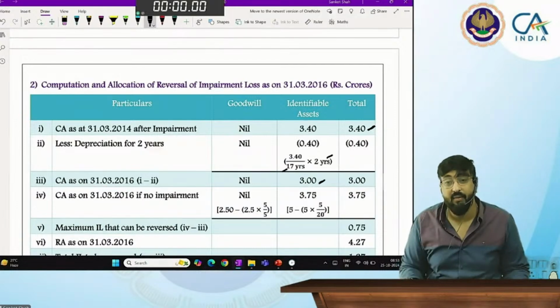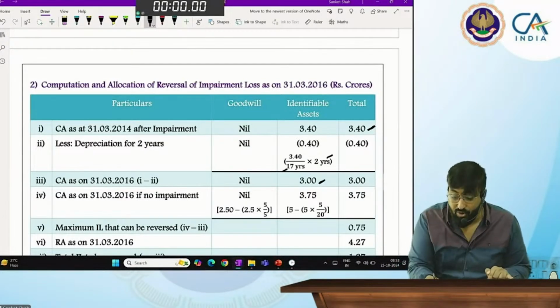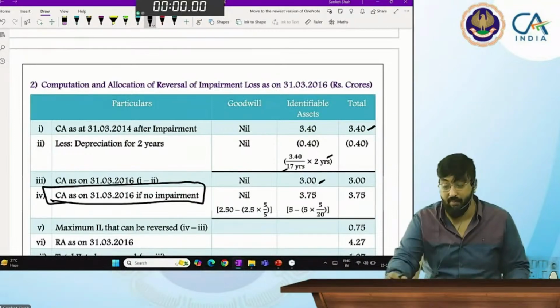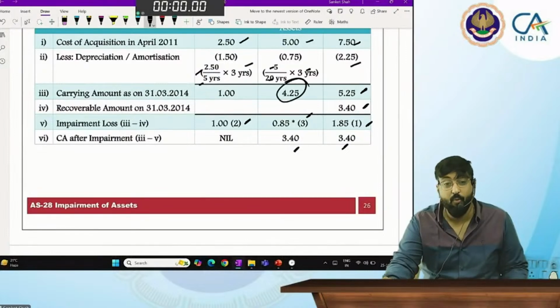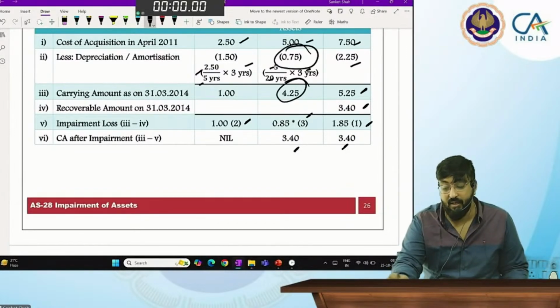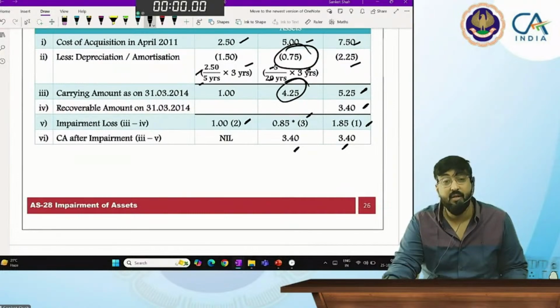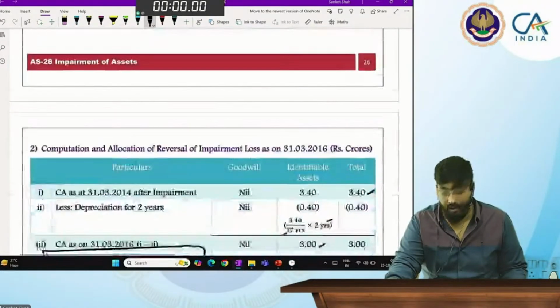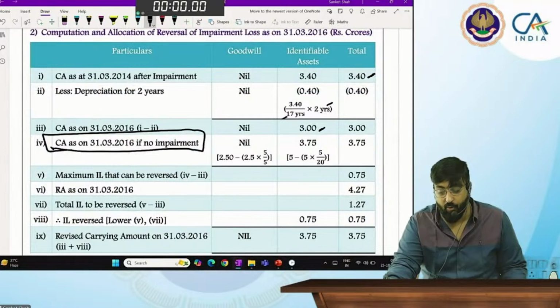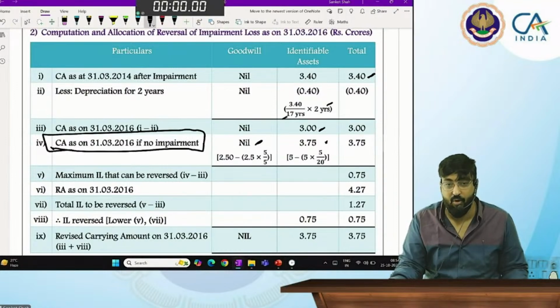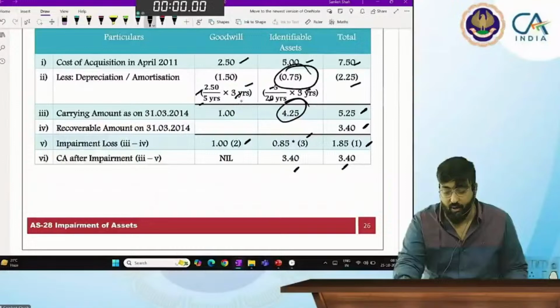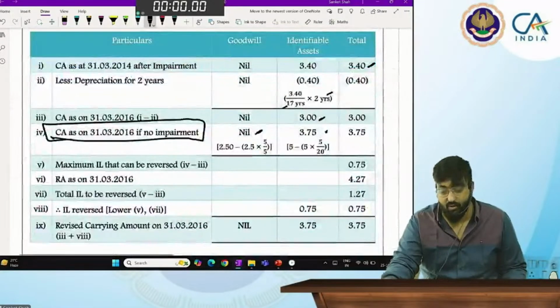ठीक है. हाँ, now you have to check if there is no impairment. If there is no impairment, then you will continue with 4.25 and your depreciation is continuing with the 0.75 for 3 years. So 0.25 for 1 year. So 0.25 and 0.25. Your goodwill is 0. Goodwill is 0 after 5 years. Okay, because already 3 years completed and you left with 2 years. So that is also completed. So goodwill will be 0.